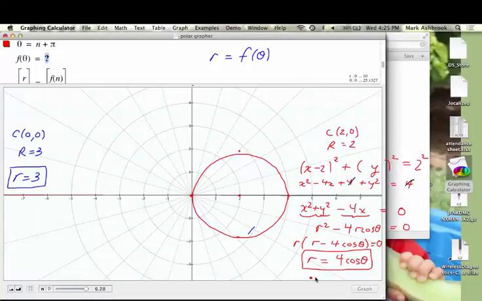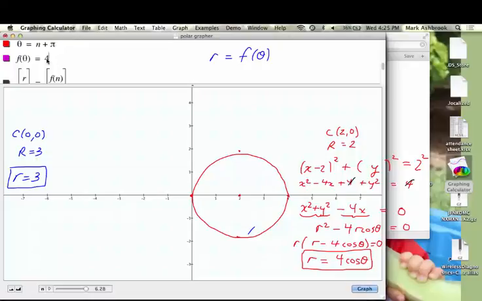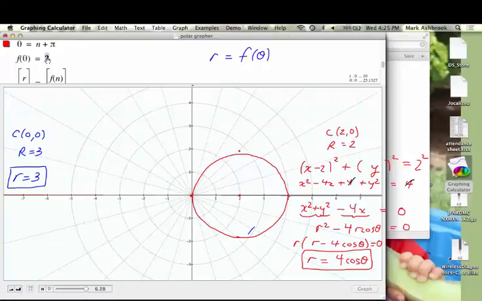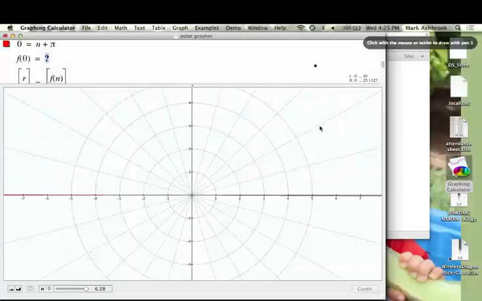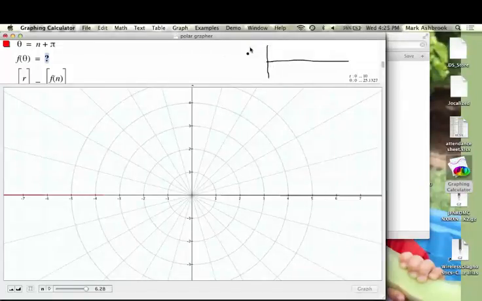Okay, so let's graph that and see if it's right. Let's practice graphing that in rectangular coordinates. We're thinking that this circle that we started with is r equals 4 cosine theta. So let's confirm that. So we need to graph 4 cosine theta. Here's theta and r, and we want to graph r equals 4 cosine theta.